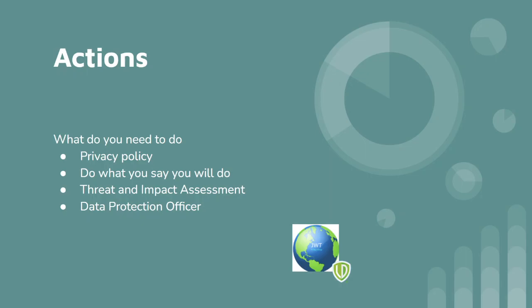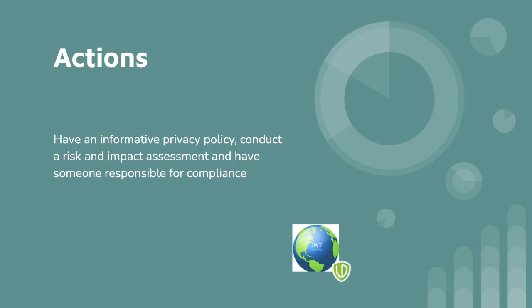This information must be made public, so the public must know how to contact your data protection officer. It also should be well known within your organization so that everyone knows if there are any questions, concerns, or inquiries regarding privacy and data protection, where to direct those inquiries. And as a best practice, it really should be in your privacy policy, part of that clear statement. So to summarize, you need to have an informative privacy policy, conduct a risk and impact assessment, and ultimately have someone responsible for compliance and maintaining compliance within your organization.